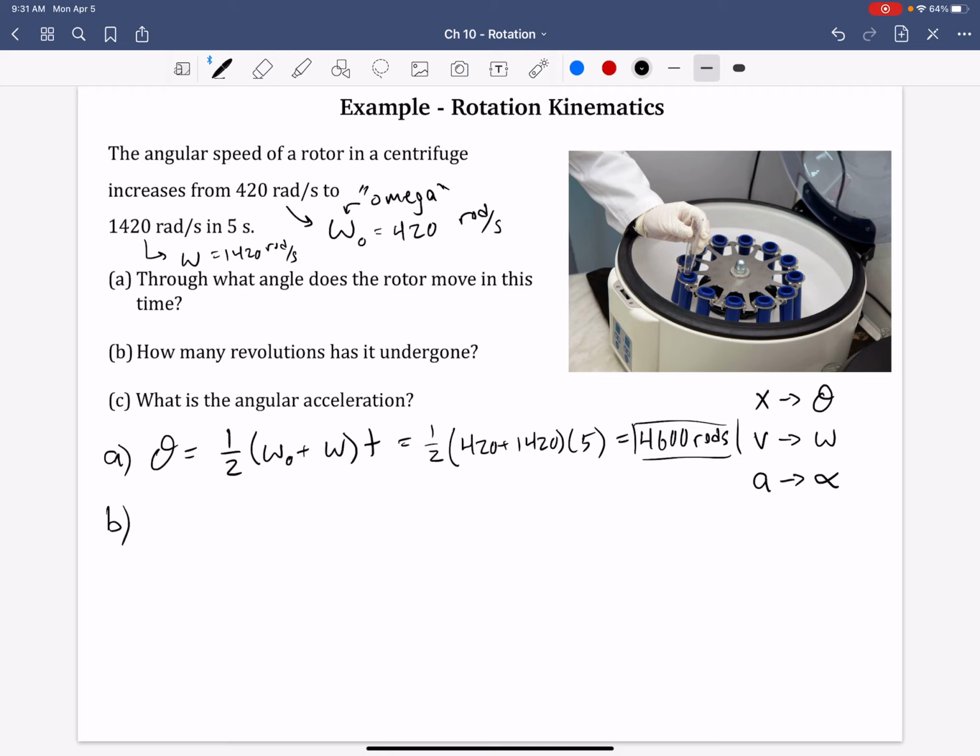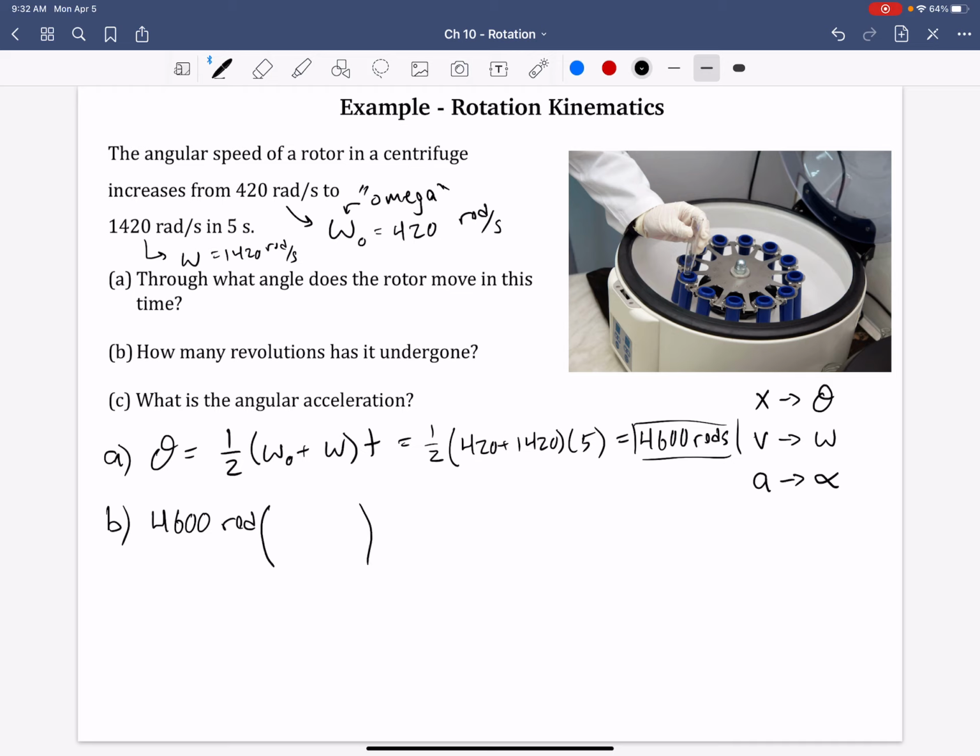And really, that's what we're doing in part B here. So we want to find how many total revolutions is 4,600 radians, right? One revolution means one complete rotation, one complete cycle, one time around, in other words. So let's take 4,600 radians, and we want to basically put it in units of degrees. So we need to convert.